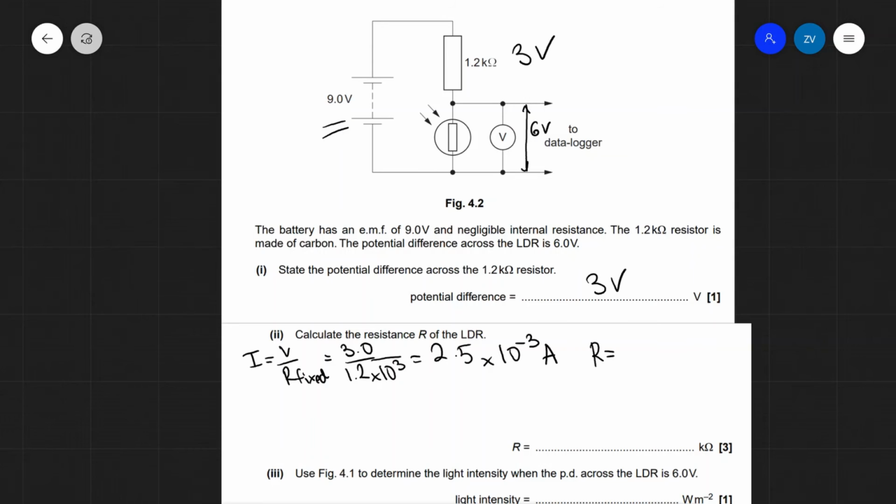So R will of course be just equal to the potential difference V divided by the current in the circuit. So this is going to be 6 divided by 2.5 times 10 to the power of minus 3. And if we put that into a scientific calculator, we're going to get 2,400 ohms. Now let's just be careful though, because they're asking us for the answer in kilo ohms, so this is going to be 2.4 kilo ohms.